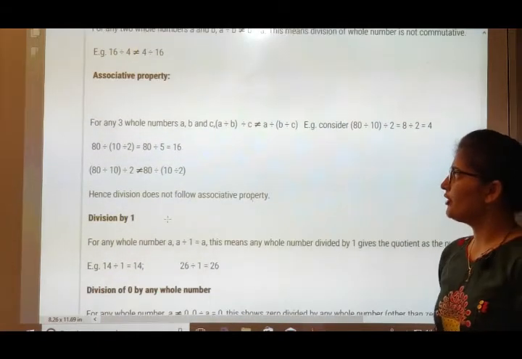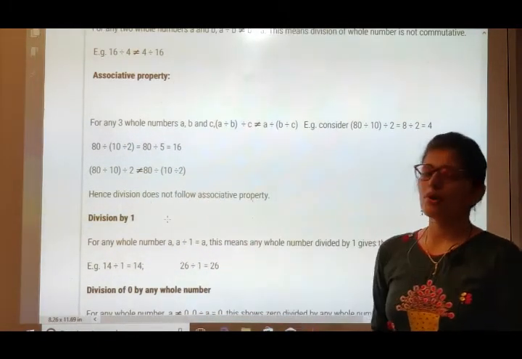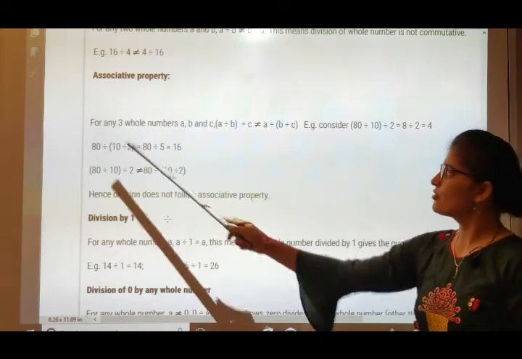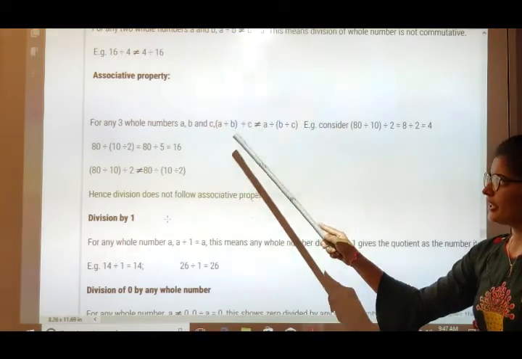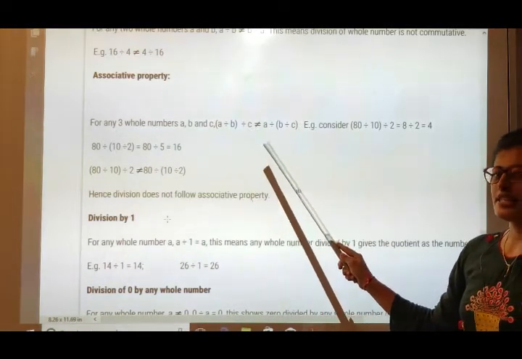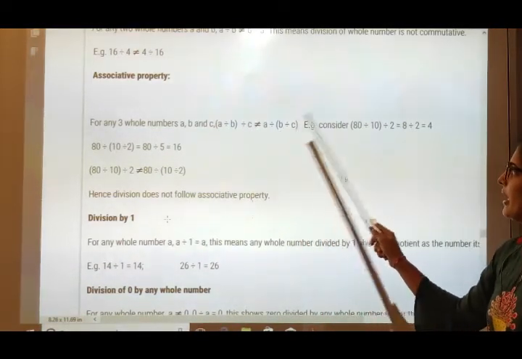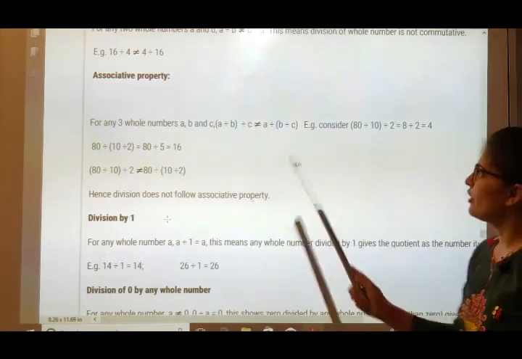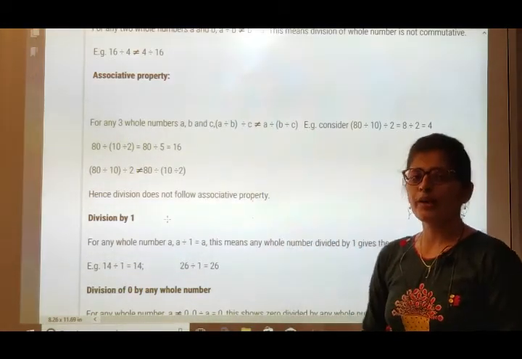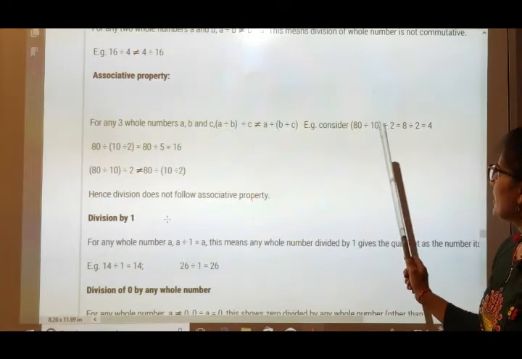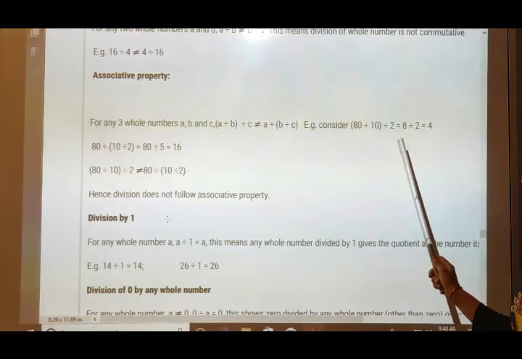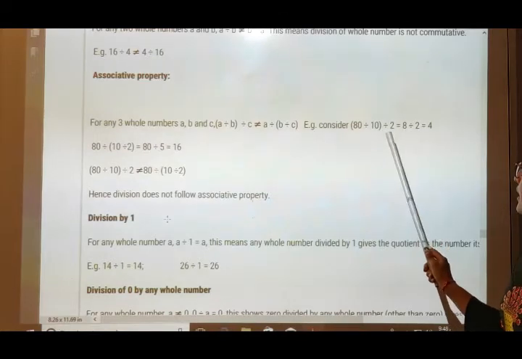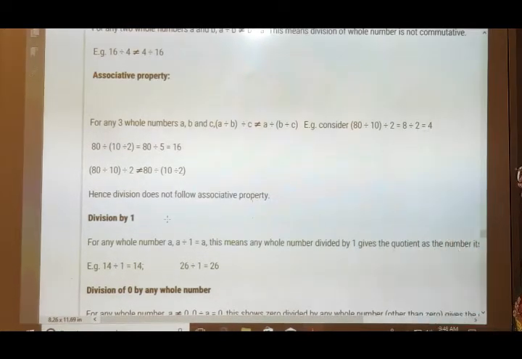Now associative property. For associative property we need 3 numbers. For any 3 whole numbers a, b and c, (a divided by b) divided by c will never be equal to a divided by (b divided by c). Here you have to simply do the grouping, and an example is given. 80 divided by 10 divided by 2: 80 divided by 10 means 8, again divided by 2, the answer will be 4.